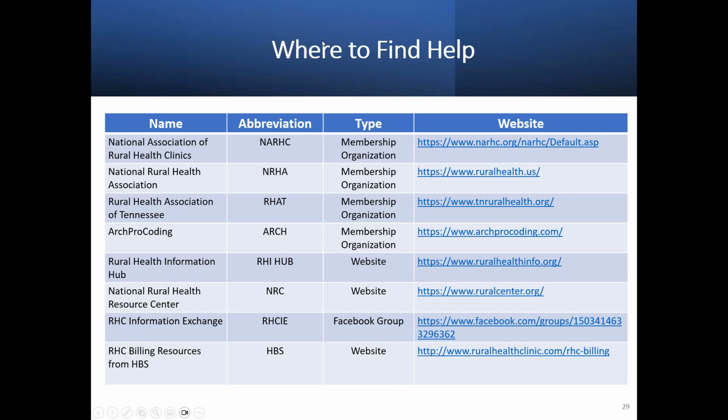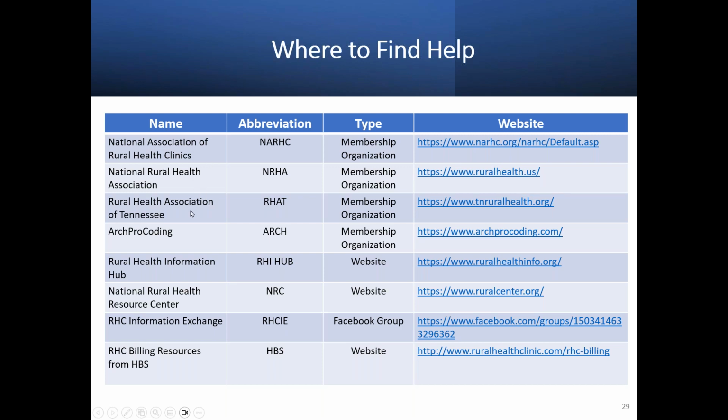The National Association of Rural Health Clinics is the only organization that is devoted solely to rural health clinics, so we highly recommend you be a member of that. The National Rural Health Association, we're members of that as well. They cover hospitals and much more broadly than rural health clinics, but we do work closely with them as well. And our rural health clinics are represented with the National Rural Health Association as well.